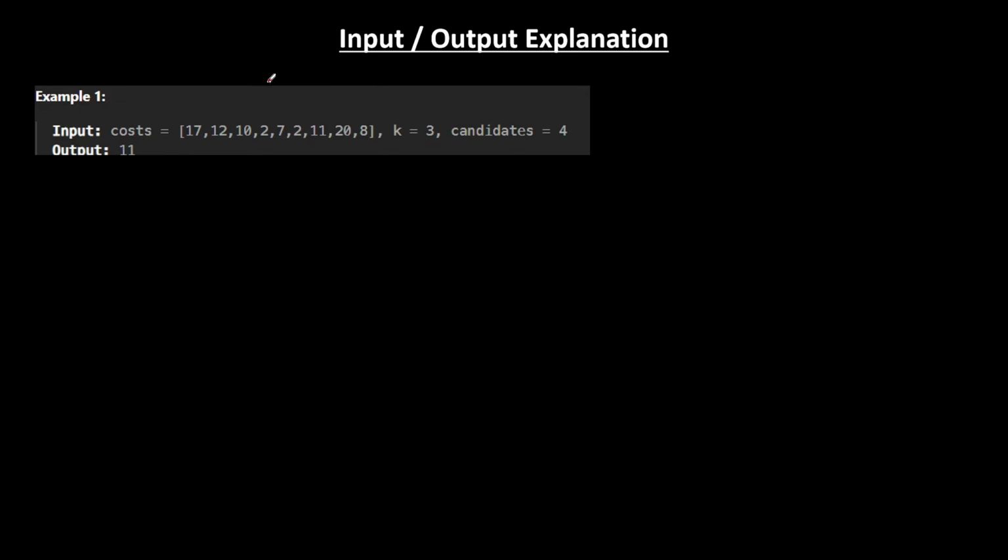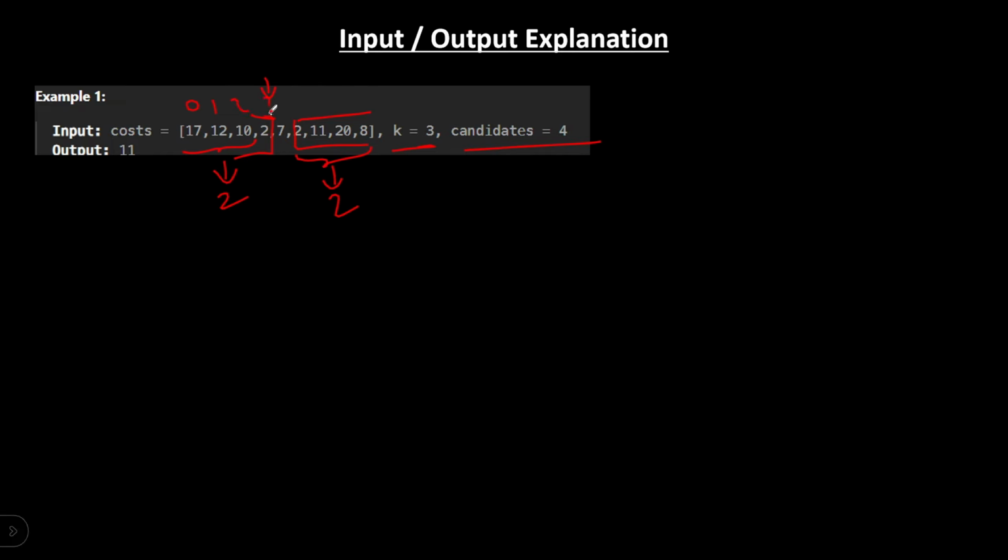Now let's understand the input output explanation. Here, if you could see, we are given a cost array, the number of workers required, and the candidates we will take in one go. So if the candidates value is 4 here, the first 4 are here, correct? And the last 4 are from here, right? The minimum from here is 2, and the minimum from here is 2, right? But since both are minimum and the value is the same, we will take the one which has the lowest index value. So in this case, this has the lowest index value, right?